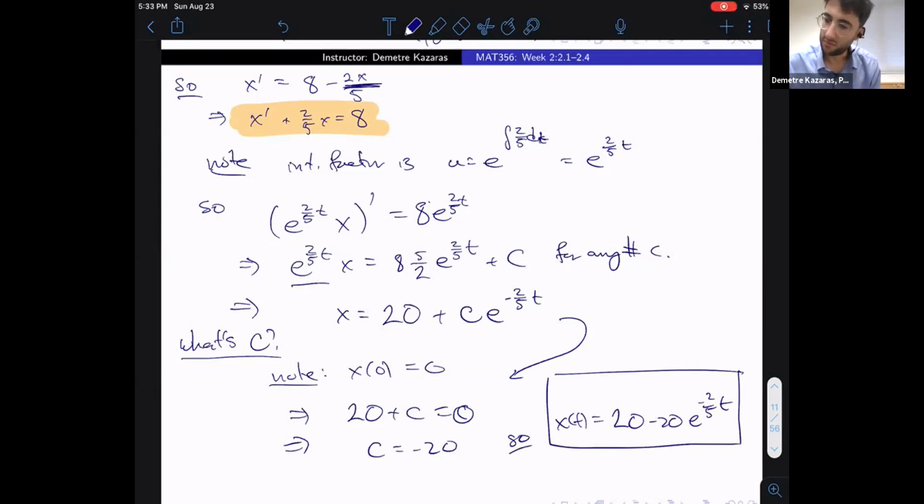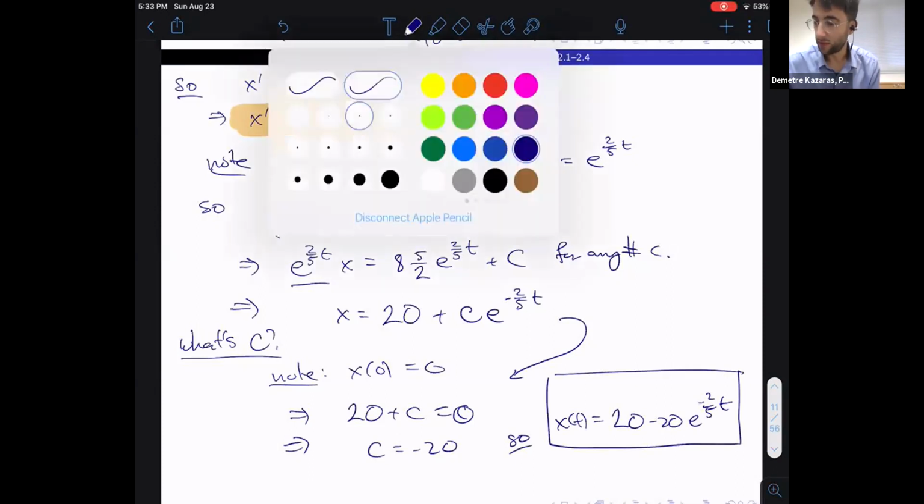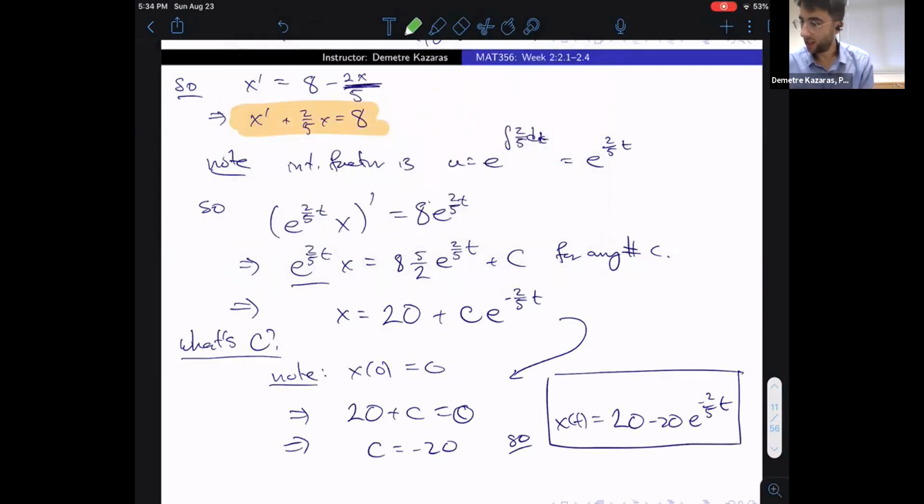If we wanted to, this isn't part of the problem, but if we wanted to do so anyways, we could do a little plot of this function, and it will behave in a way which is not so surprising. Whenever we do a new problem, you want to make sure that the answer makes some physical sense, because we already have some intuition about how tanks and salt work.